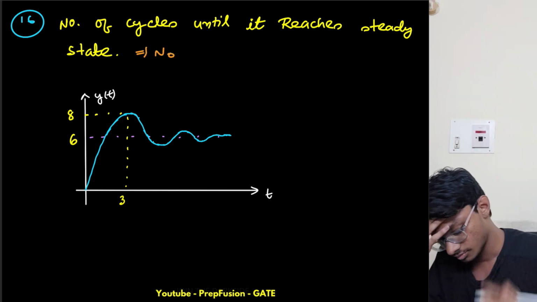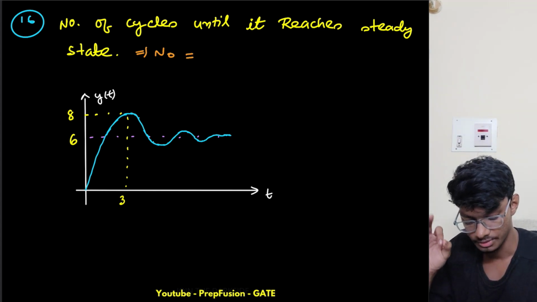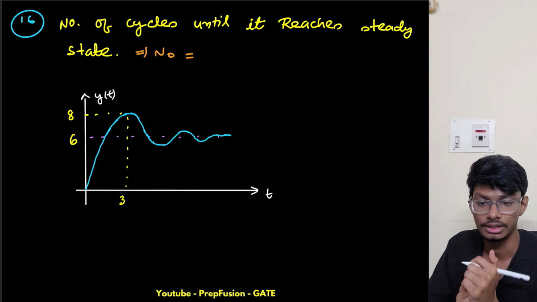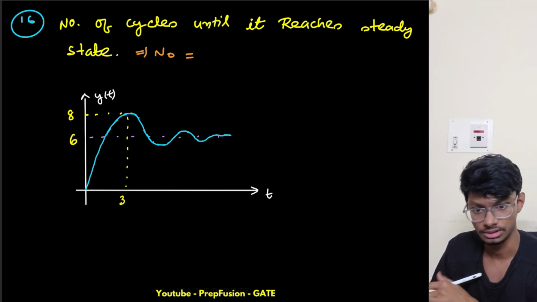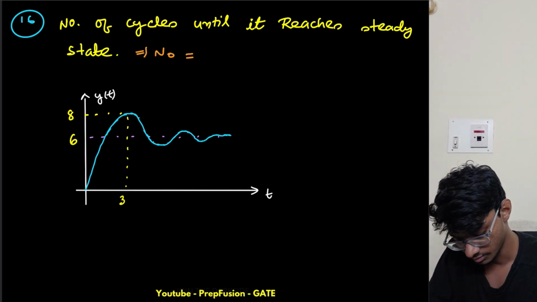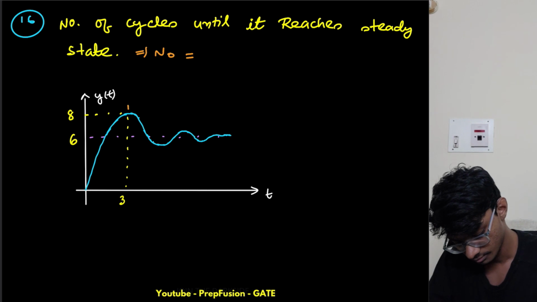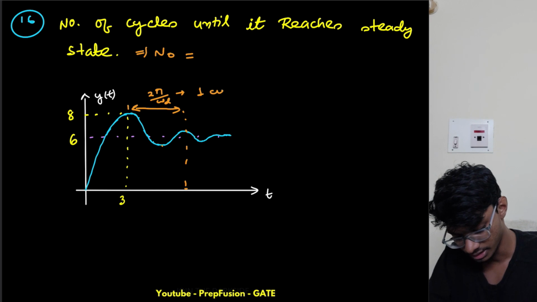So what will NO be equal to? NO will be simply: in one cycle, how much time does it take? One cycle is basically from one peak to another peak. This one is my one cycle. So this is basically 2 pi by omega d. This is my one cycle that I complete.